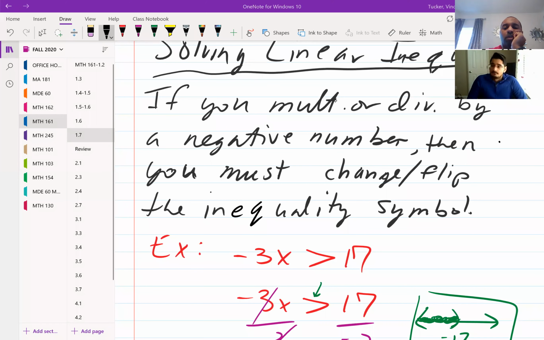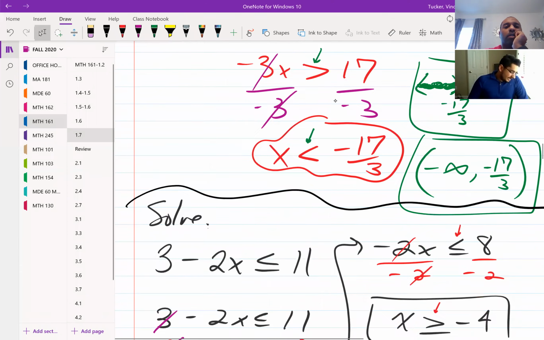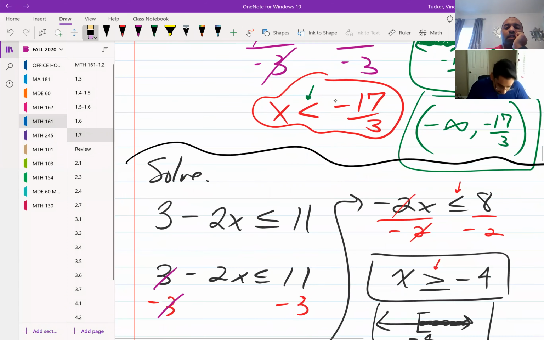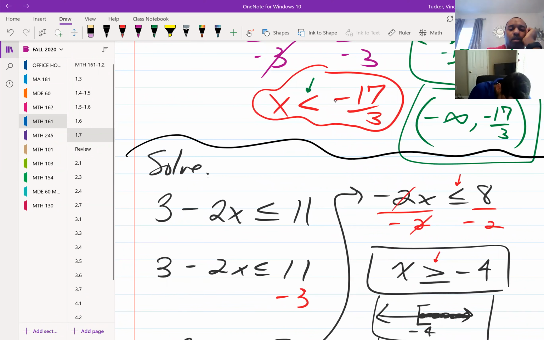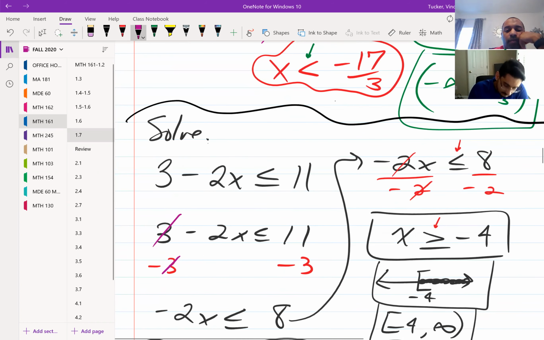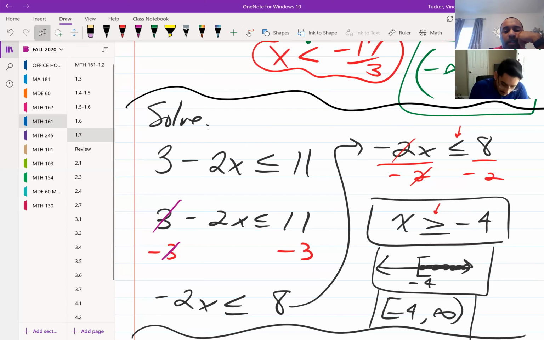All right, so let's look at solving. We have 3 minus 2x is less than or equal to 11. First thing we'll do, we're trying to get x by itself, so the first thing we'll do is subtract 3. The 3's cancel. That leaves me with negative 2x is less than or equal to 8.